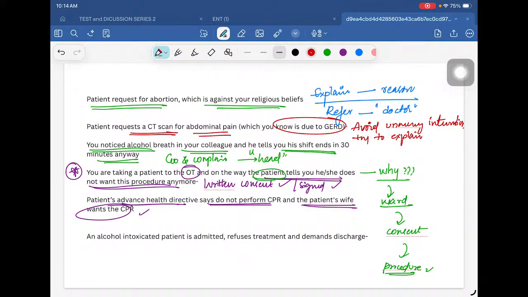Very good. You're not going to refer to any senior or anything. You have this advanced health directive. If the patient is incompetent or the patient is unconscious, this is the better one. So this is what you will take into consideration. Respect the patient's wishes, and you are not going to do any CPR.